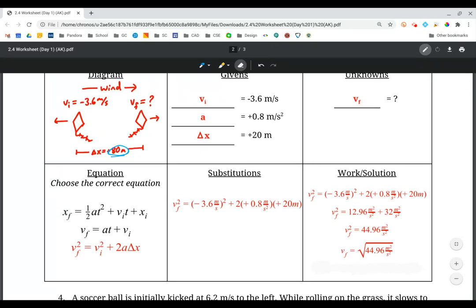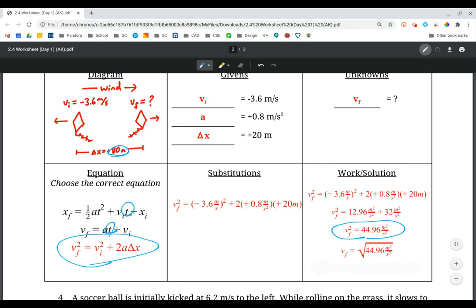What we end up with is this equation, which is VF squared. First of all, let's talk about why we chose that equation. We chose that equation because we didn't have any mention of time in this problem, and the top two equations both need time, and so we couldn't use those. We had to use the bottom equation.